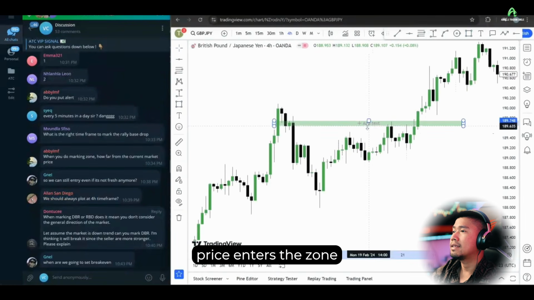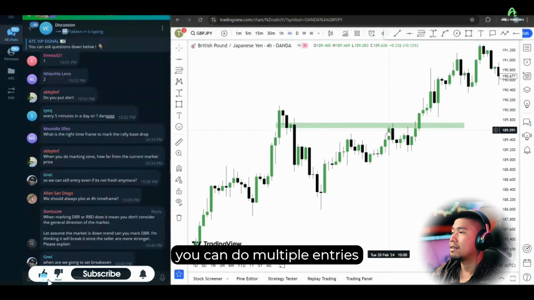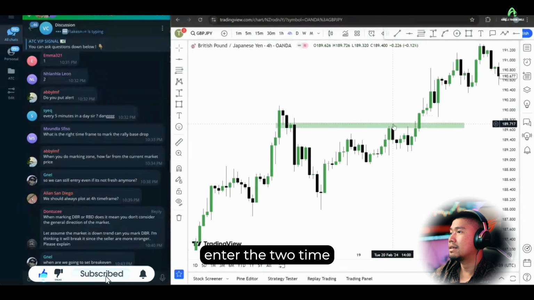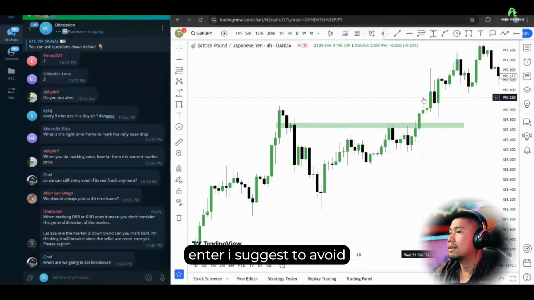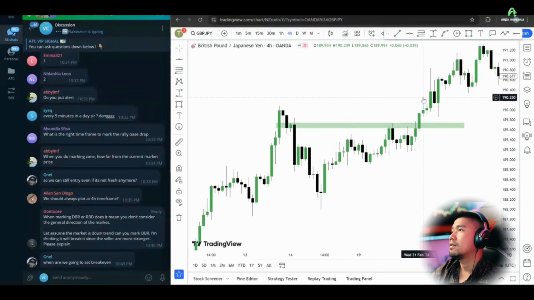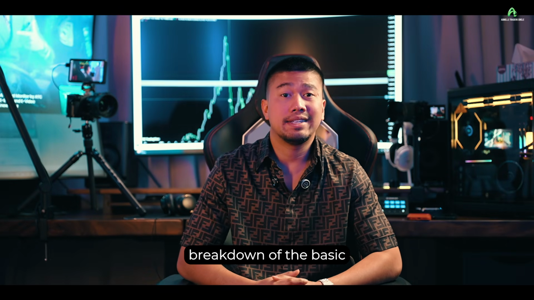Okay, so when the price enters the zone, you can do multiple entries. Okay, if let's say the price enters 2 times, the first one, second one, the third time the price enters, I suggest to avoid. Okay, maximum is 2, but if you still want to do entry, up to you. Okay, your money. And that's the full breakdown of the basic SNRV technique.